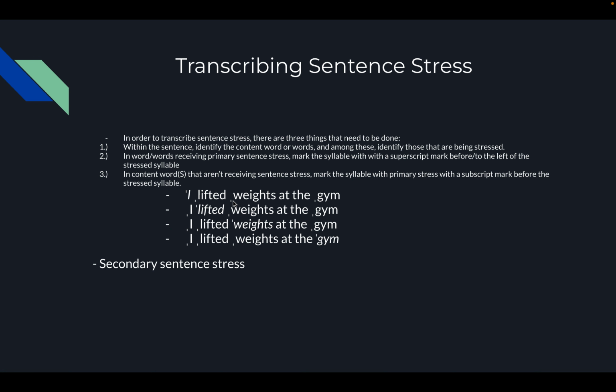Now going over secondary sentence stress super quick. If you wanted to indicate or emphasize plurality, I didn't lift a single weight, or I didn't lift a weight, you say I lifted weights. What you would do is a superscript mark above the S marker, and then a subscript mark before that W phoneme.